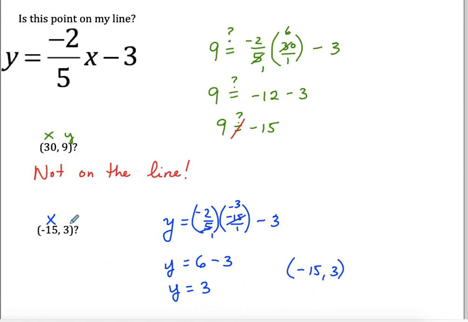Well, let's take a look back here. Is the expected value 3? And yes, indeed it was. So this one checks out. So this is on the line.